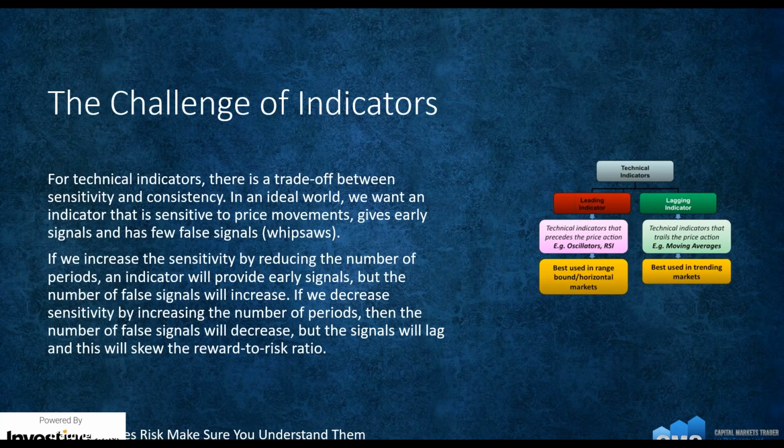For technical indicators, there is a trade-off between sensitivity and consistency. In the ideal world, we want an indicator that is sensitive to price movement, gives early signals, and has few false signals. If we increase the sensitivity by reducing the number of periods, an indicator will provide early signals, but the number of false signals will increase. If we decrease sensitivity by increasing the number of periods, then the number of false signals will decrease, but the signals will lag, and this will skew the reward to risk ratio.